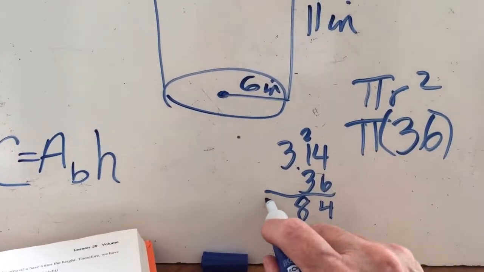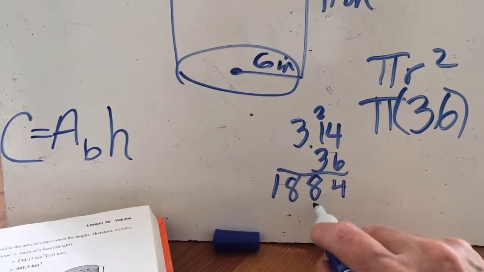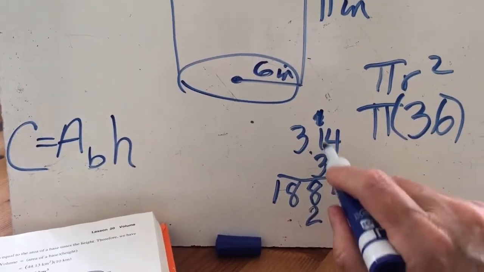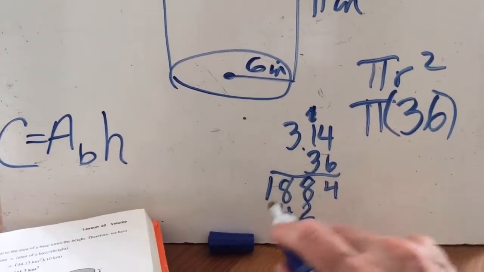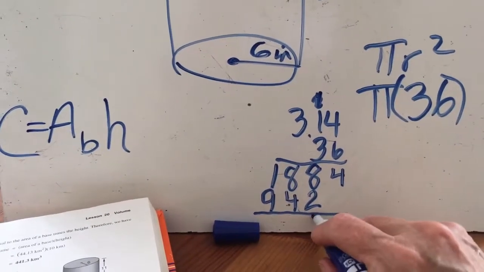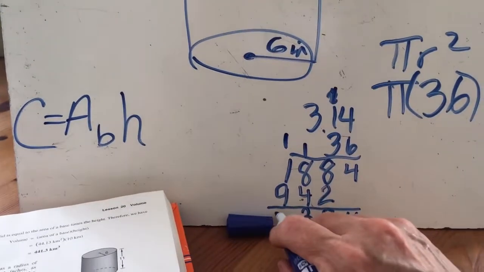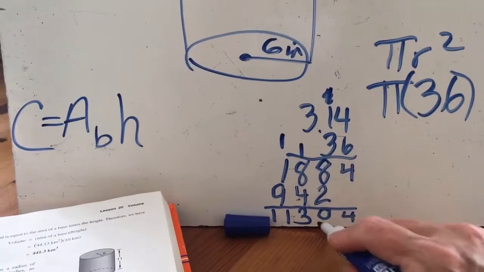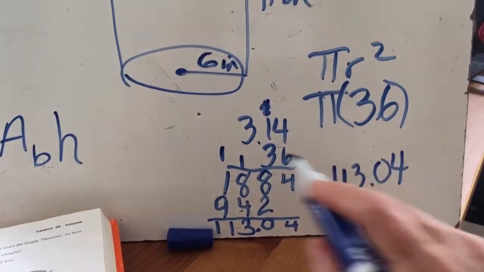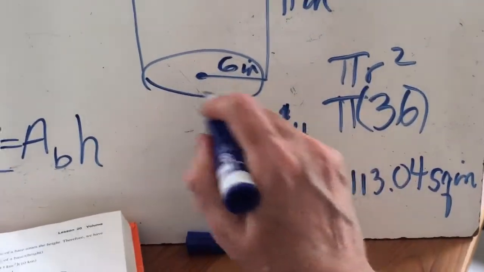3 times 6 is 18. And then we're going to do the 3, which is going to be 4 times 3 is 12. We move in 1. Carry the 1. 1 times 3 is 3, plus 1 is 4. 3 times 3 is 9. And now we add them all together. 4 and 10. Carry the 1. 12 plus 1 is 13. Carry the 1 and 11. And we have 2 decimal places. So 113.04. And now this was in inches. So this is in square inches is the area of this circle.